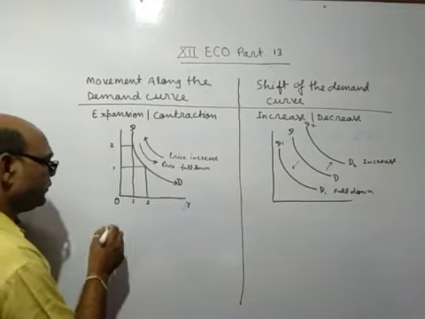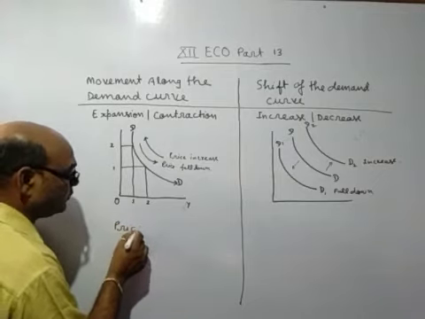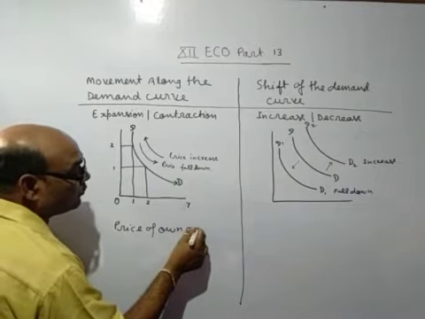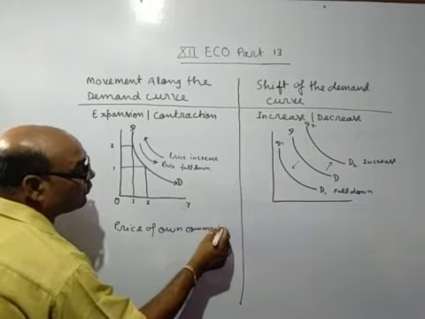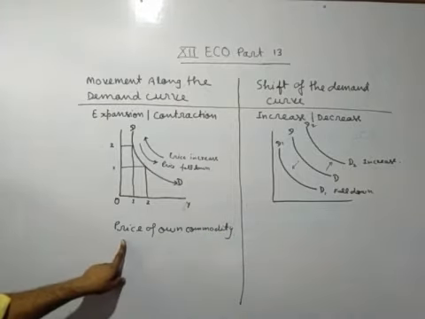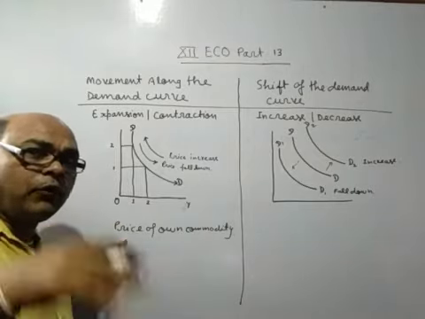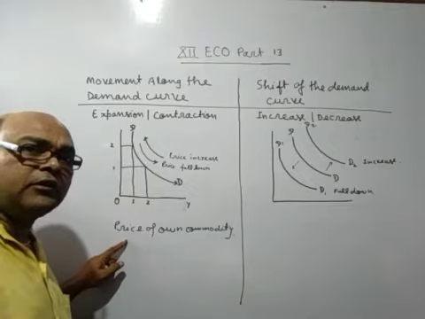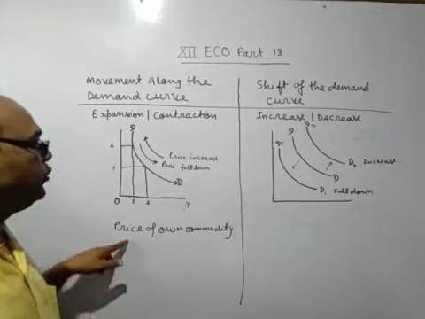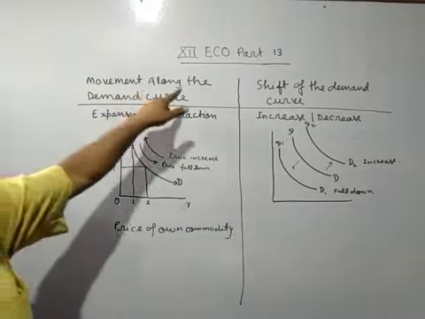Here the change comes from the price of the own commodity. If you are making a study of rice, so only the price of rice will fall down or the price of rice will increase. Then you will show the movement along the demand curve.